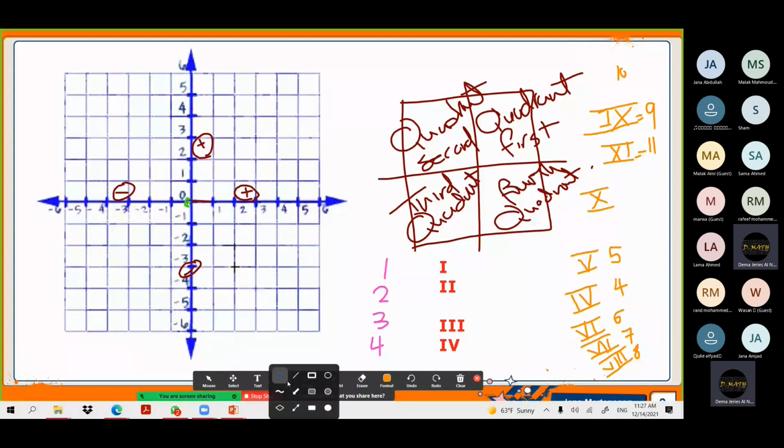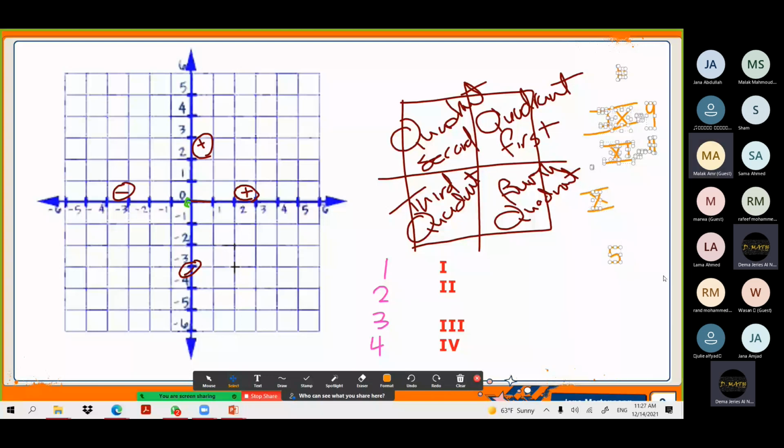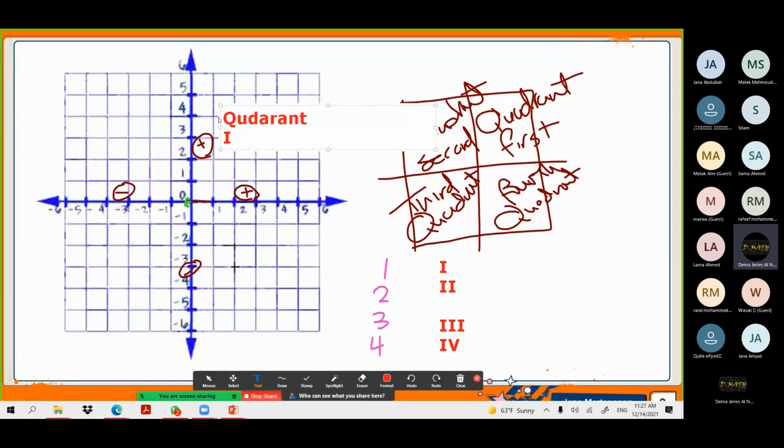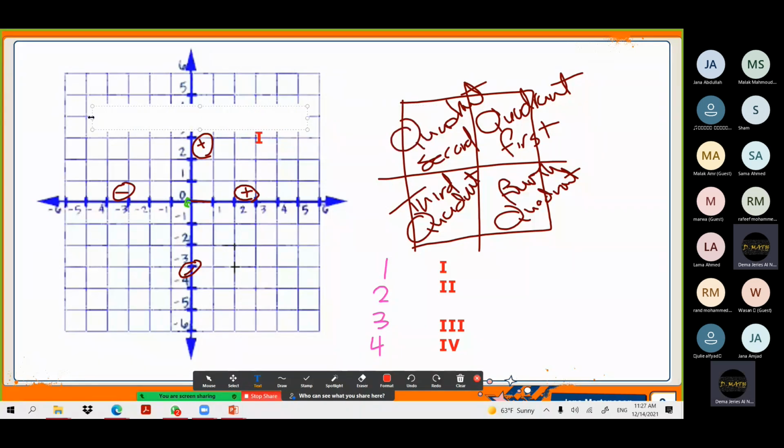So now let's go back to our lesson. I want you now to change the names. Let's say quadrant 1. You will write it with the Roman number. You will write here quadrant I. Here you will write quadrant II.